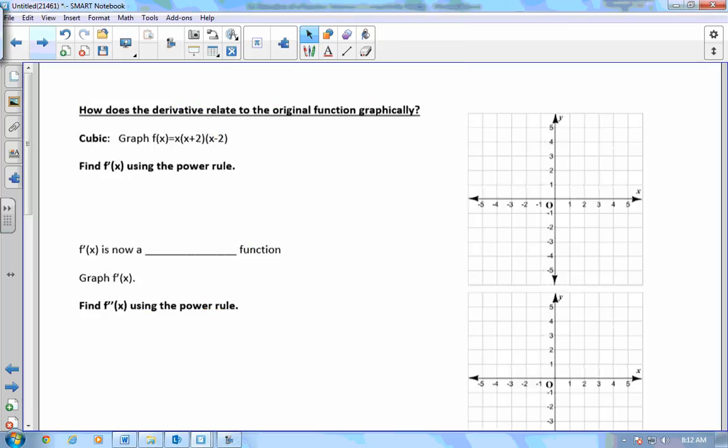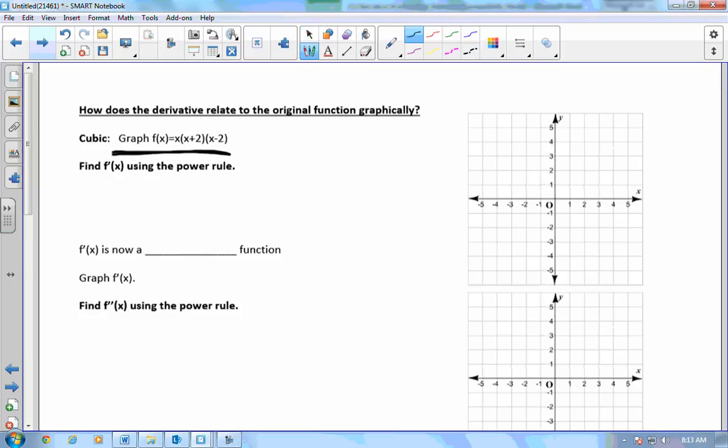Okay, we're going to now graph and see what happens. How is the derivative related to the parent function? Okay, so starting with the cubic. F of x equals x times x plus 2 times x minus 2. Can you tell me where this cubic has x-intercepts?